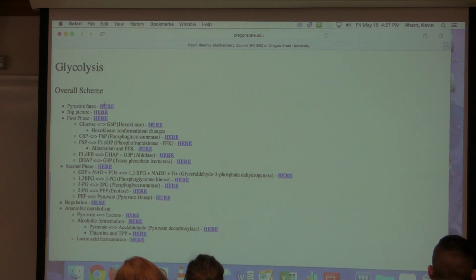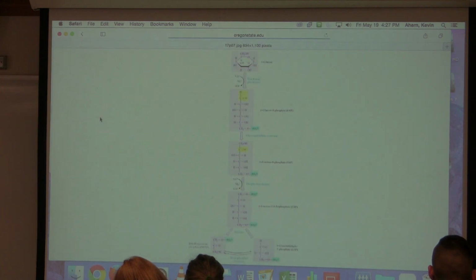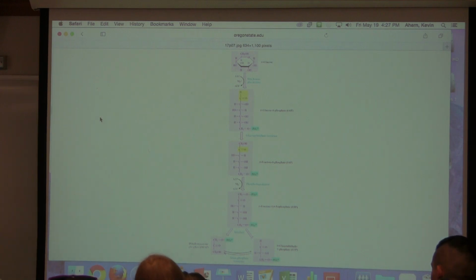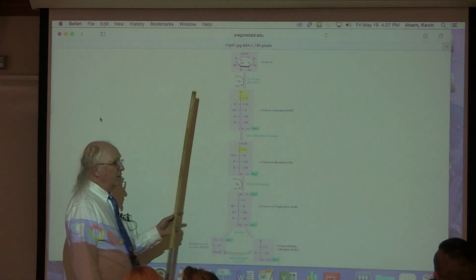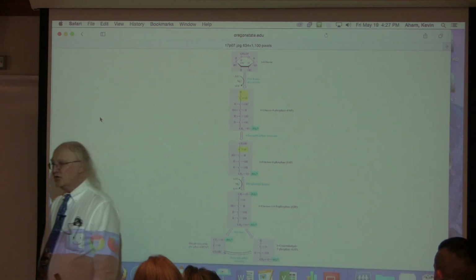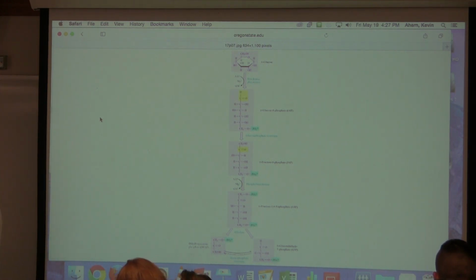Okay. Now, I'm going to go through and tell you the reactions. You should be able to name the reactions and to name the enzymes. I'm not going to make you memorize structures. Okay? Name the molecules and name the enzymes. The first phase of glycolysis is called the energy investment phase. And that's where the ATP energy is necessary to get the process started.